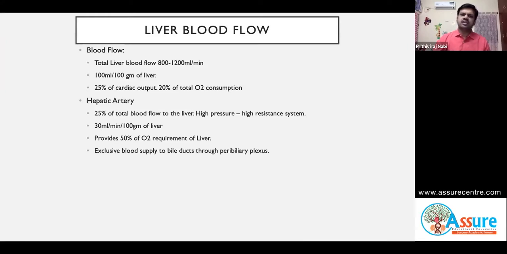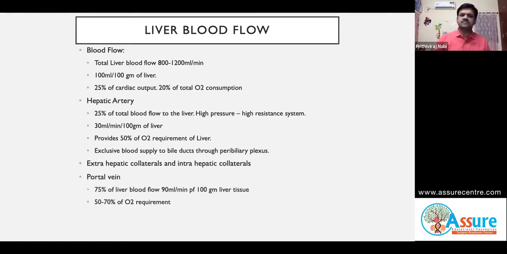Coming to the hepatic artery proper, it carries 25% of the total blood flow to the liver. It's a high pressure and high resistance system, with blood flow in the range of 30 ml per minute per 100 gram of liver tissue, and it provides 50% of the oxygen requirement of the liver. It supplies the exclusive blood supply to the bile ducts through the peribiliary plexus, as we all know. There are also some extrahepatic and intrahepatic collaterals, which I discussed in the previous mock class.